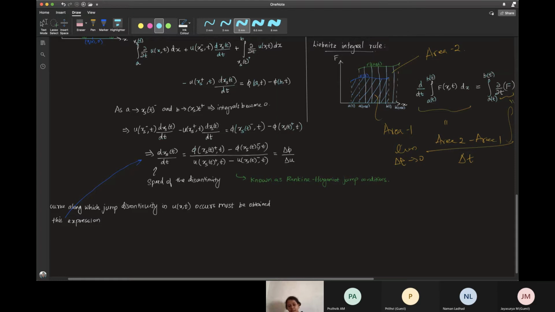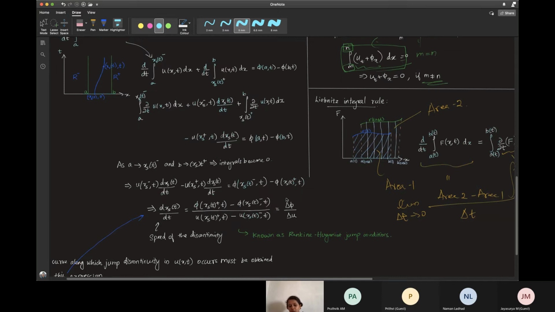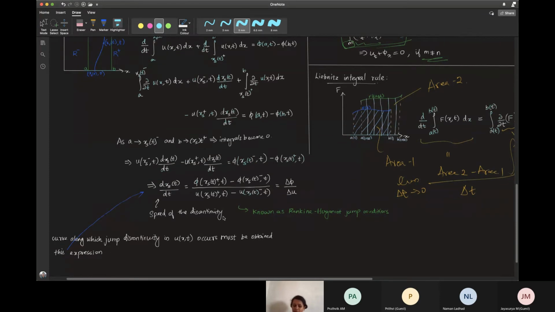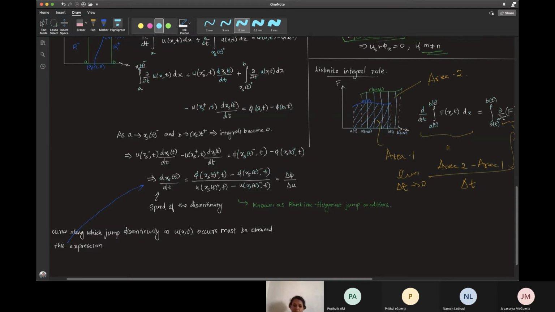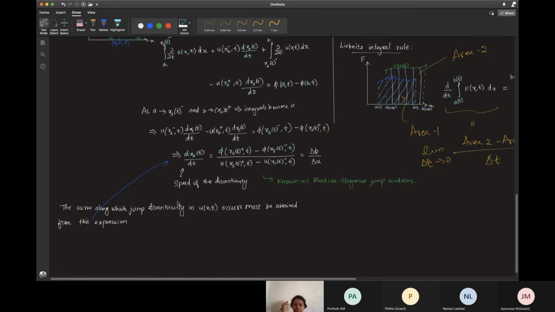So now, taking dx by dt outside and the other things on the other side, you have phi of xs plus minus phi of xs minus, comma, u of xs plus minus u of xs minus. Which is basically the difference in flux across the discontinuity by the difference in u across the discontinuity. This condition is usually known as the Rankine-Hugoniot condition. So this expression, dx by dt equals difference in phi by difference in u, is actually the speed of our discontinuity.